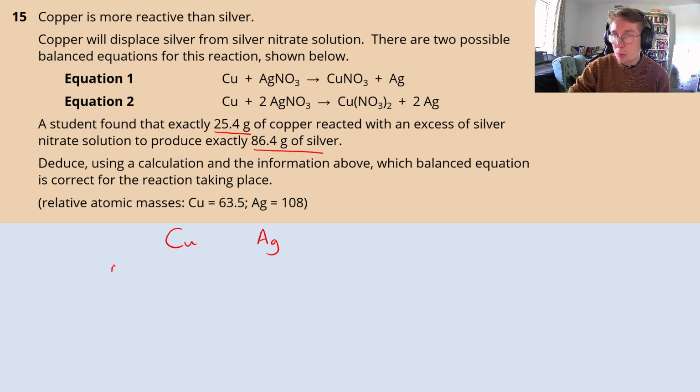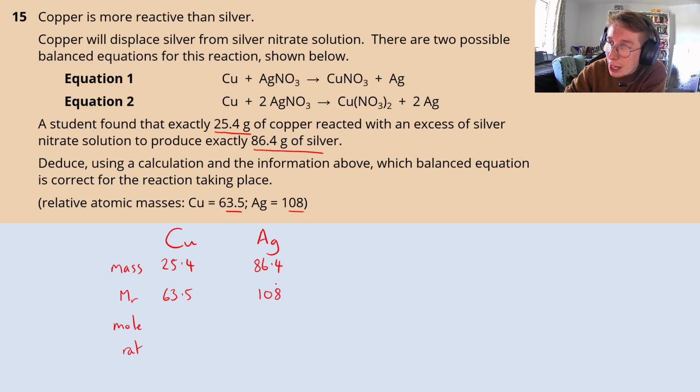Now, we've got our masses in the question. So the mass of copper is 25.4. The mass of silver is 86.4. Now, you can probably see where we're going. If we're calculating moles, we might as well write it out as what's the mass of Mr, Mole Rat, just to keep in touch with what we've done before. So the relative formula mass of copper, we're told in the question over here, remember you can find it in the periodic table as well, is 63.5, and the relative atomic mass of silver is 108.